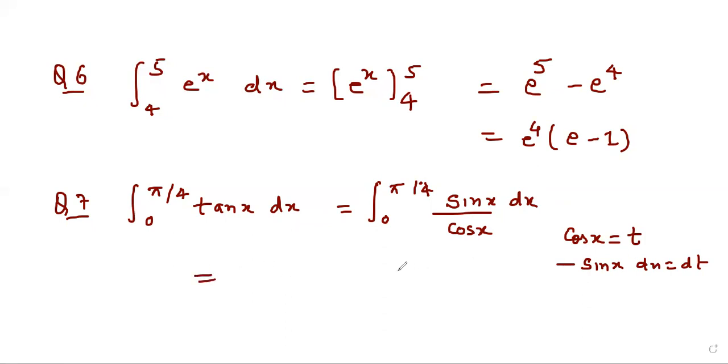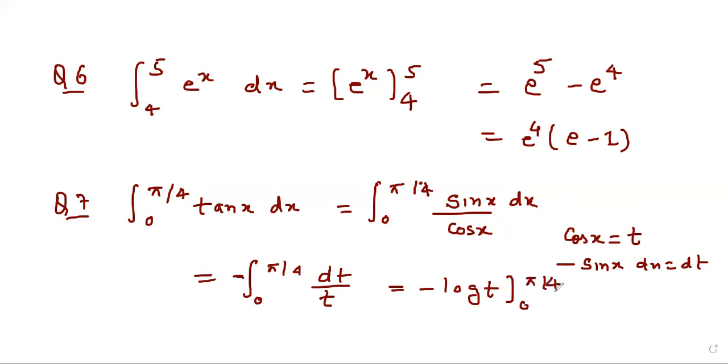So we write it 0 to pi by 4, and this will become minus dt upon t, which will become minus log t, limits 0 to pi by 4. We put the value of t as cos x: minus log cos x, limits 0 to pi by 4. We can write minus sign outside and then we put the limits.